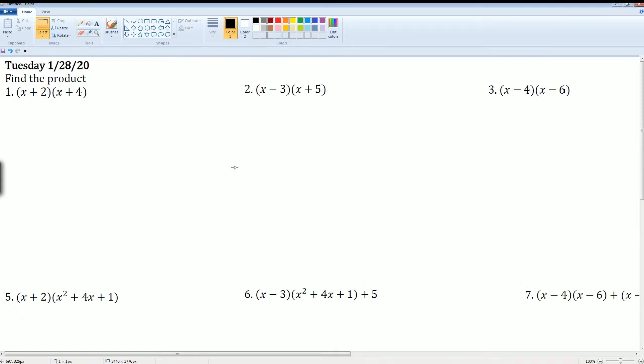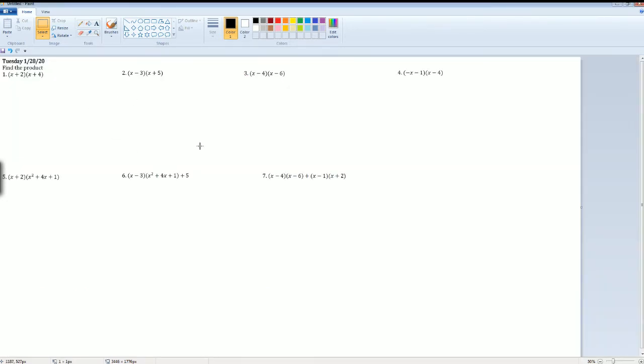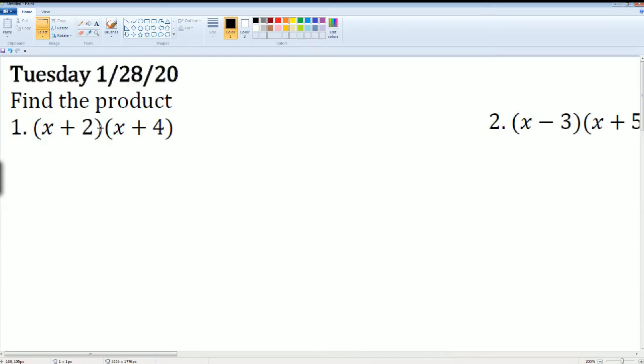All right, so let's do the first one. Here, 1 through 7, just asks us to find the product. Please understand there's no 8 because 7 is a very long problem. All right, so finding the product. What is the word product referring to? The product refers to multiplication. So I want you to understand that there's actually a multiplication occurring here.